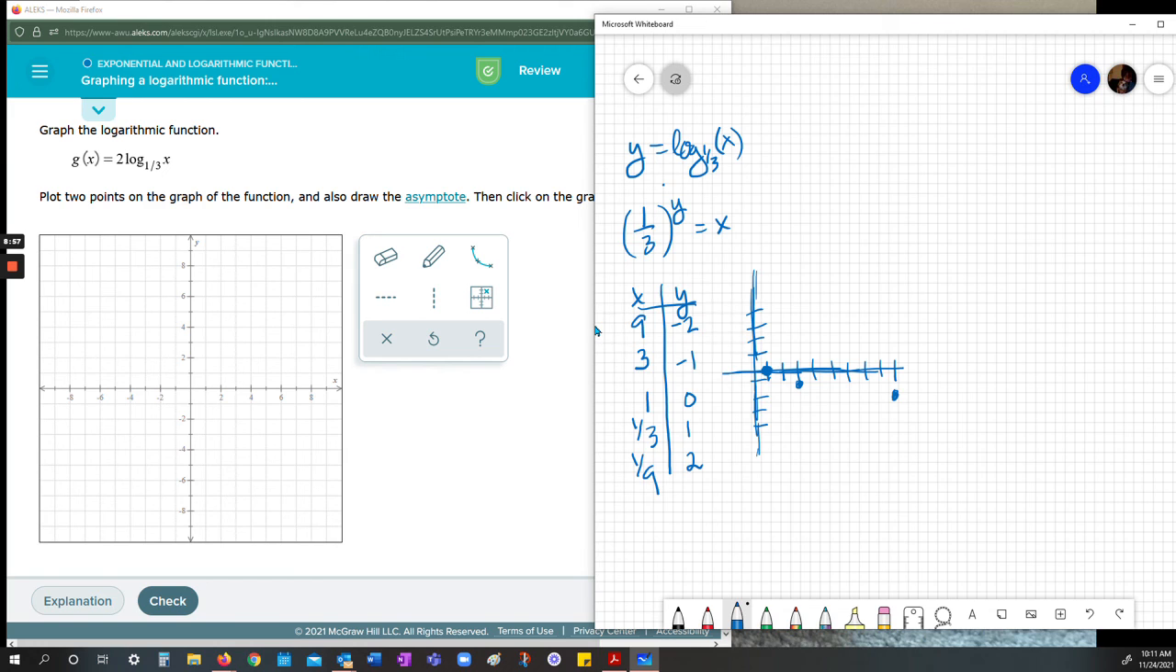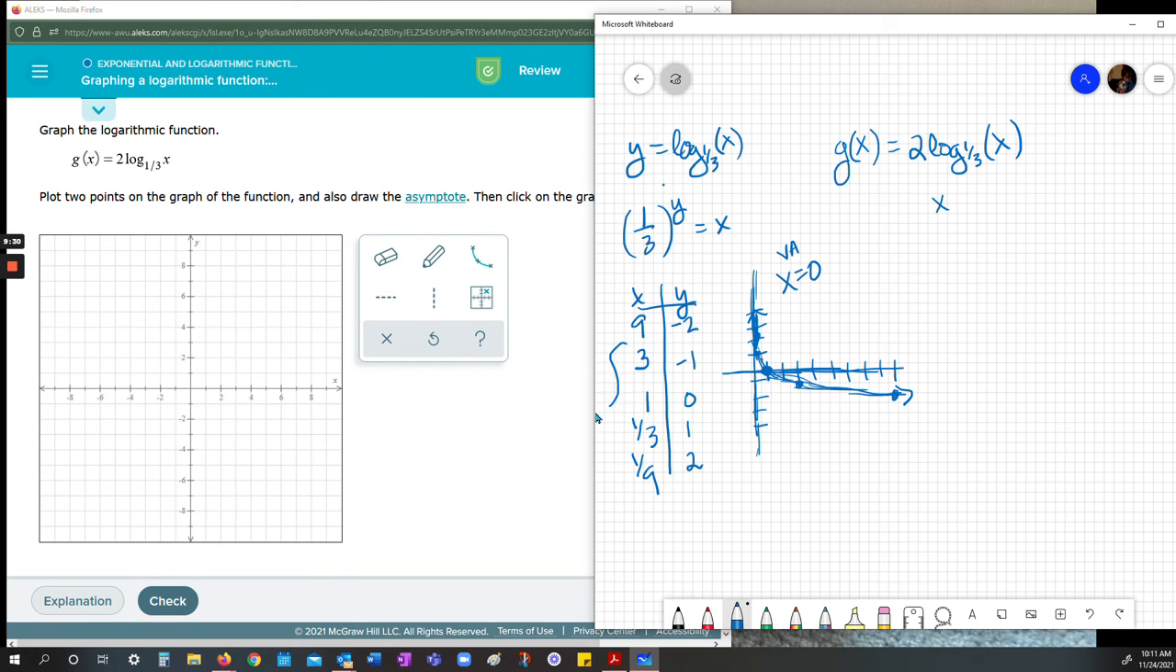And then 1/3, 1. So we can see this upside down kind of thing again because we have a fraction base. So it looks like this. And yet again, we have a vertical asymptote at x equals 0. And if we multiply the log by 2, that's not going to change that vertical asymptote. So 2 log base 1/3 x. We would just take all of these points and multiply the y coordinate by 2.